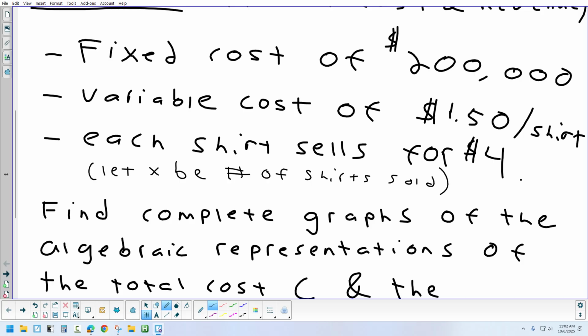And to make it simple, we're going to assume that however many shirts we make is the same number of shirts we sell. So if we make 50 shirts, we sell 50 shirts. So this is a company that only produces what they need because they already have an order for it and it's already sold. Okay. So they kind of make it on demand.